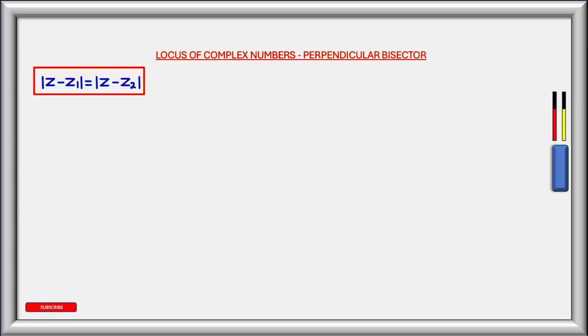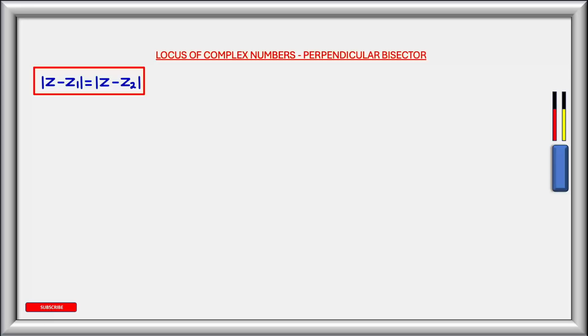In complex number terms, a locus is a variable complex number that traces a path in the complex plane or Argand diagram when governed by specific constraints. There are different types of loci, and here we're going to focus on perpendicular bisectors.